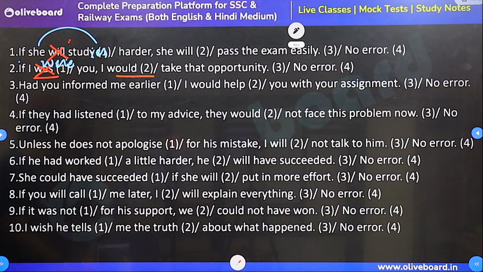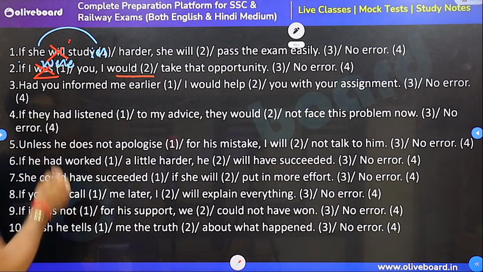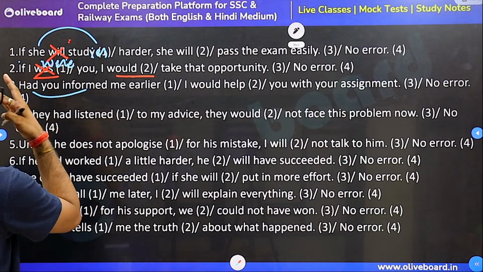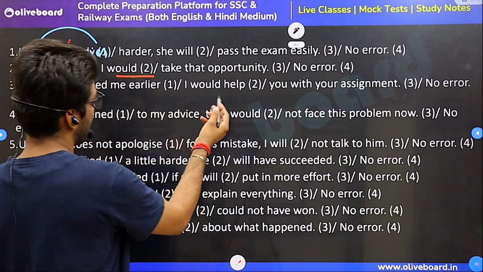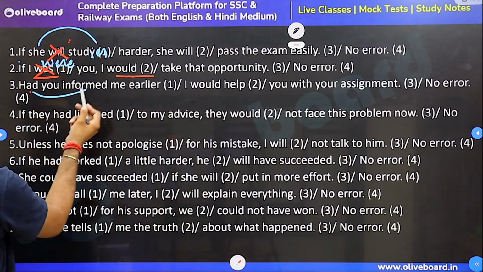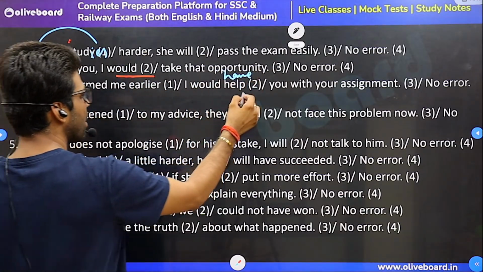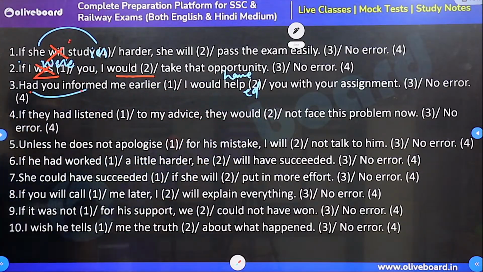Everyone, go ahead. Had you informed me earlier, third conditional with the inversion. If you do not know, we'll study, no problem. I would help, but that's the second one. Had plus V3, had plus V3. Would have, models take a V1, third form, helped you with this. Exactly. Good going.